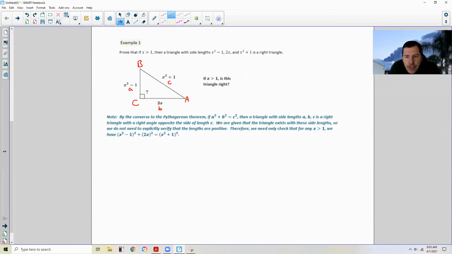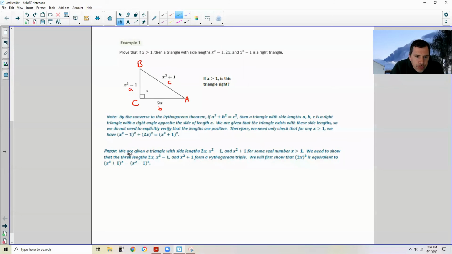Therefore, we need only to check that for any x greater than 1, we have x squared minus 1 squared plus 2x squared equals x squared plus 1 squared. Okay, that's just the Pythagorean theorem from above. My x squared plus 1 is c, my x squared minus 1 is a, and my 2x is b. So it's a squared plus b squared equals c squared. All right, so we're going to take it from there.